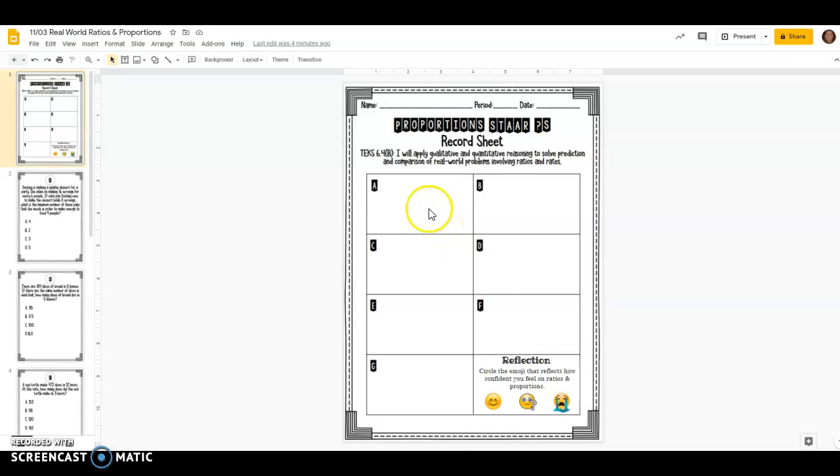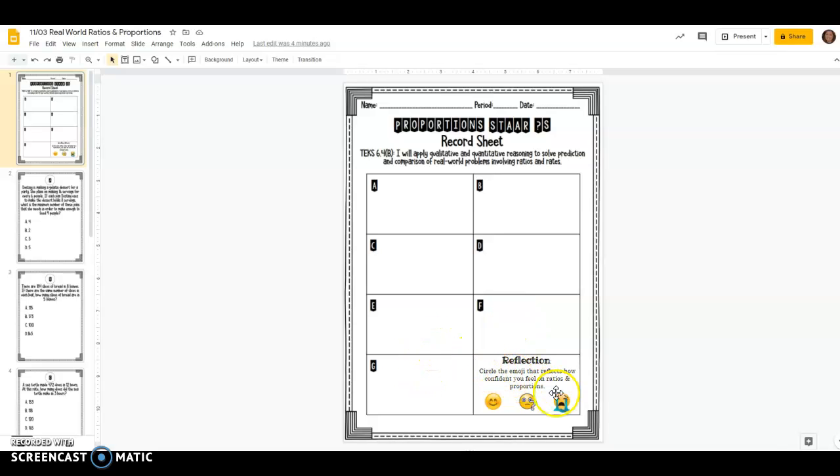Your goal for today is to apply qualitative and quantitative reasoning to solve prediction and comparison problems of real world situations involving ratios and rates. Now, a lot of these are very similar to STAR release questions. They're all word problems, and it's going to require multiple steps. So for today, you only have 7 questions to complete.